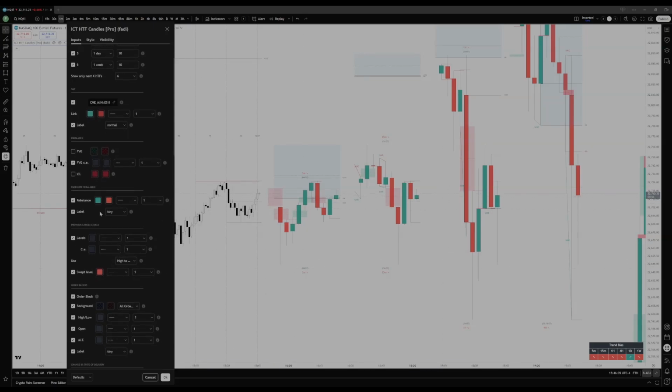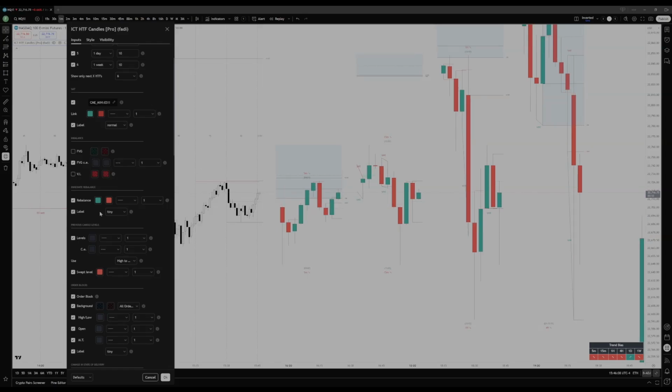The next section is immediate rebalance. Not many traders talk about immediate rebalance, but it is critical to understand what an immediate rebalance is. Let's turn off the SMT.